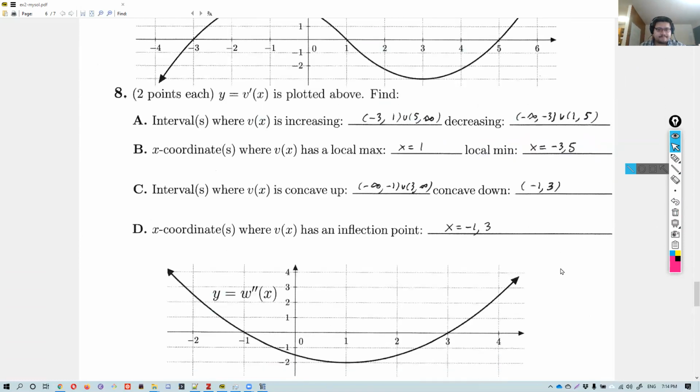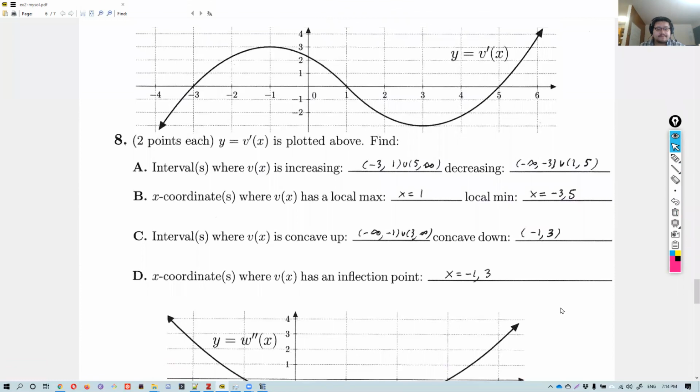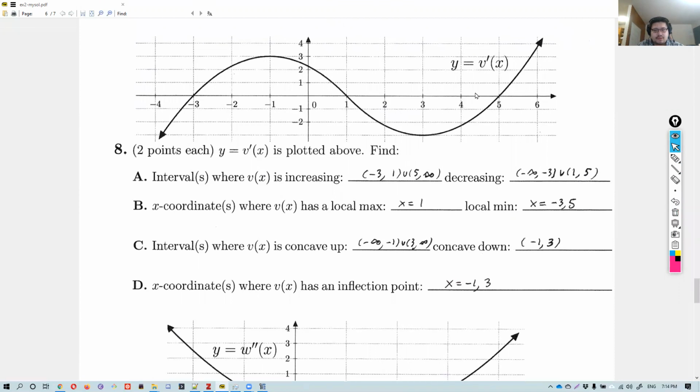All right. Next we have 8. So we have to carefully look at this function that's given to us. This is the graph of V prime, and we need to read off information about it. So firstly, when is it increasing and when is it decreasing? Increasing means that the derivative is positive.